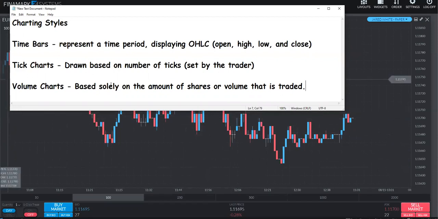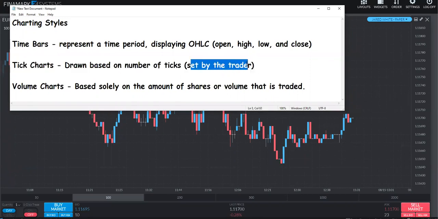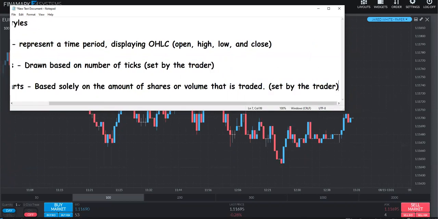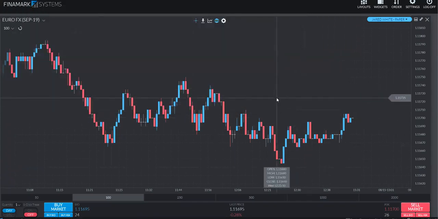But volume charts are based solely on the amount of shares or volume that is being traded. That's what we want to understand. Whereas tick charts are drawn based on the number of ticks, and once again, that is a number that is set by the trader, just like the volume. We can set the preference. I don't know of any chart options out there that don't allow you to adjust settings to them, at least to some degree.